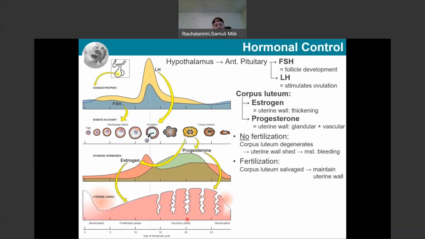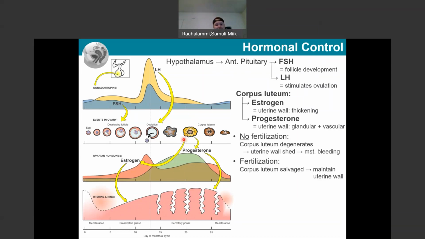Progesterone instead contributes to making this uterine wall lining much more vascular and much more glandular, so that we are getting that vascularity so that that fertilized egg cell that's now dividing can implant to the wall, can get the nutrients from there. And these glandular secretions are really important nutrients for the early development of this fertilized egg cell.